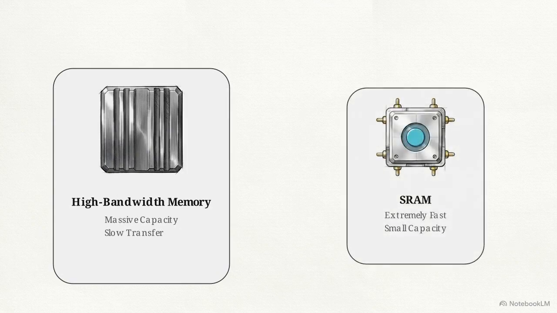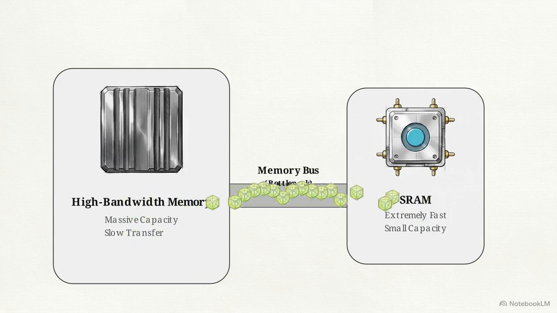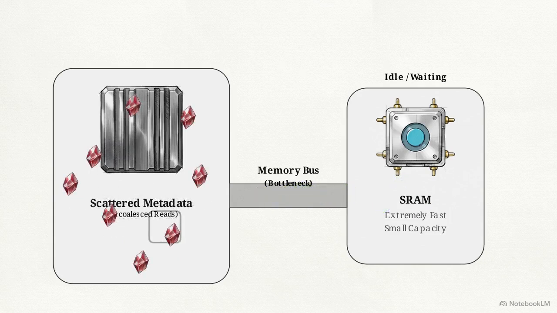Modern GPUs use a memory hierarchy. High bandwidth memory, or HBM, provides massive capacity but slow transfer speeds. Static random access memory is extremely fast but has very small capacity. Standard attention is memory-bound. Time is spent moving data between HBM and SRAM, not performing math.